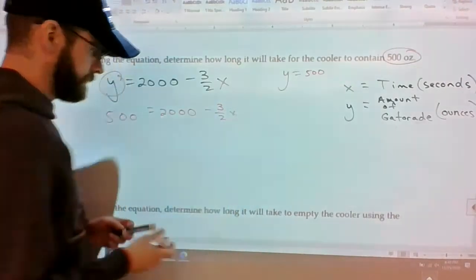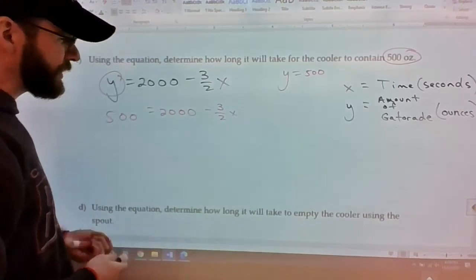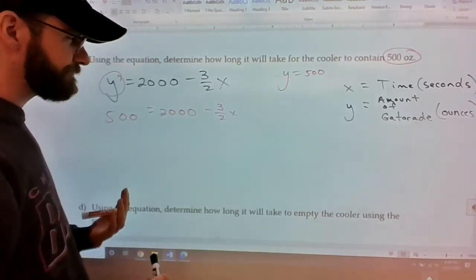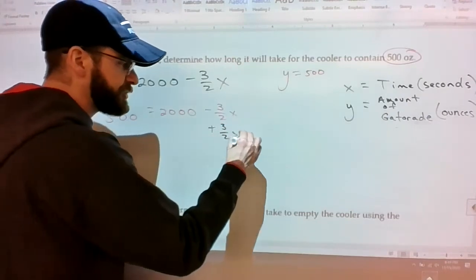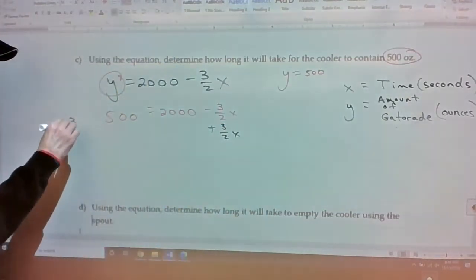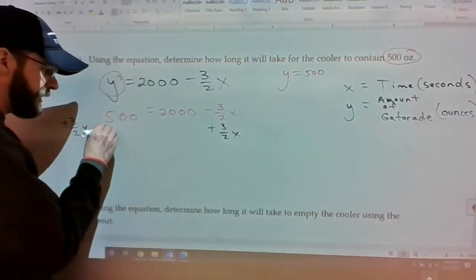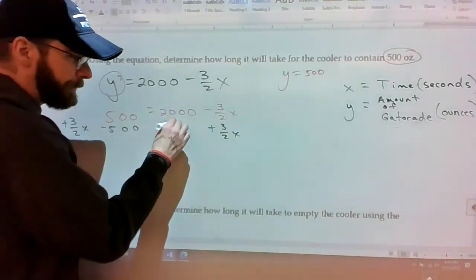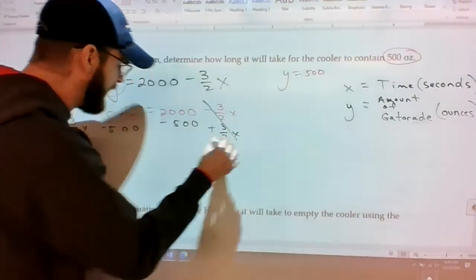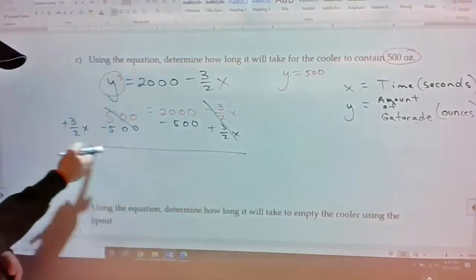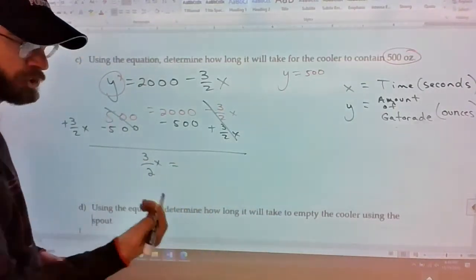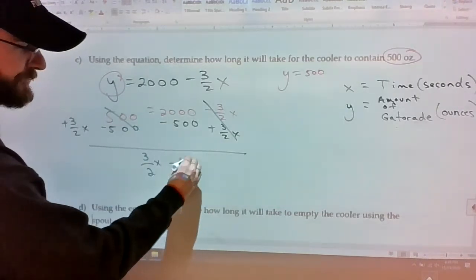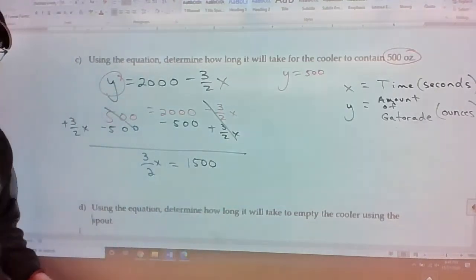All right, so one way to do this without messing up things with the negatives is I'm actually going to move the 3/2 x to the left side of the equation and then move the 500 to the right. It makes everything positive. You don't have to do it like that, but it gets our x on the left. Seems to make a little more sense for people visualizing it. 2,000 minus 500 is 1,500.